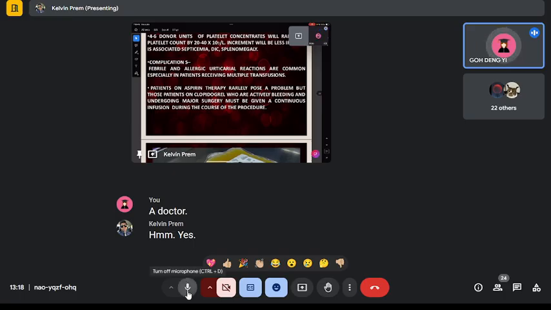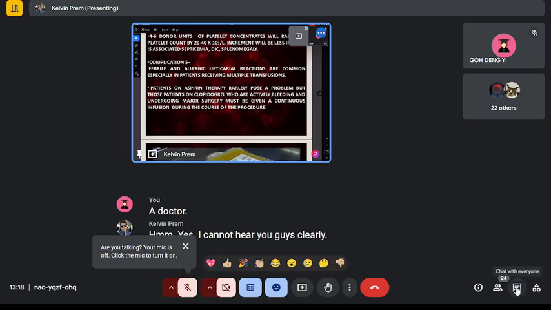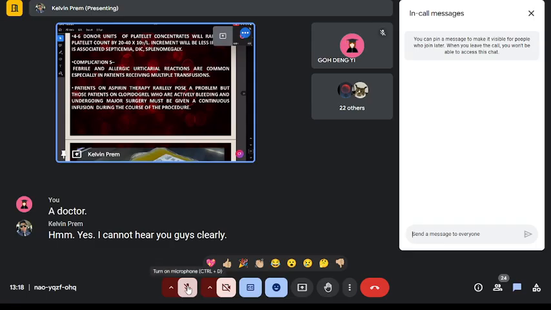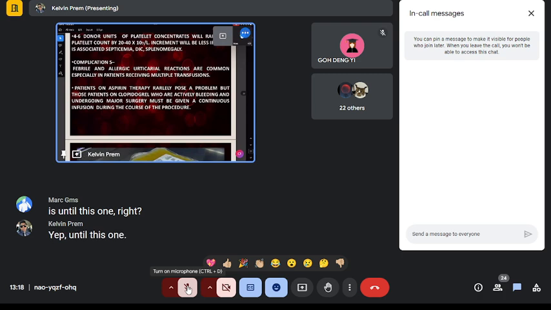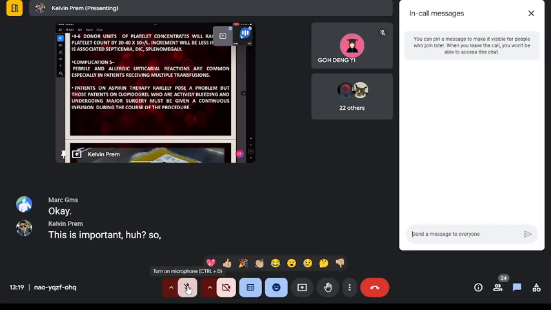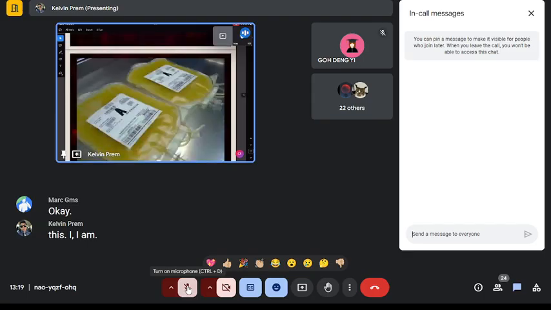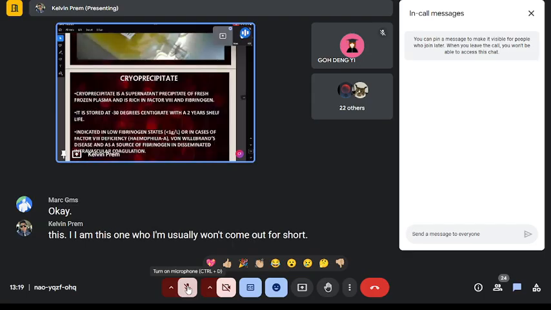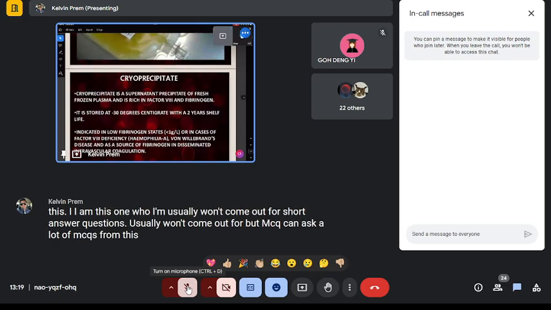Basically, doctor, our mini test is until this one, right? Yep, until this one. This is important, so I have to read this. This one usually won't come out for short answer questions, but for MCQ I can ask a lot of MCQs from this.